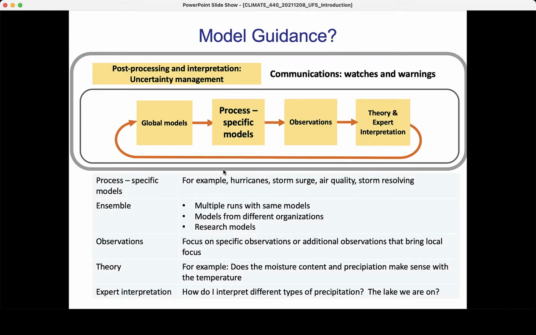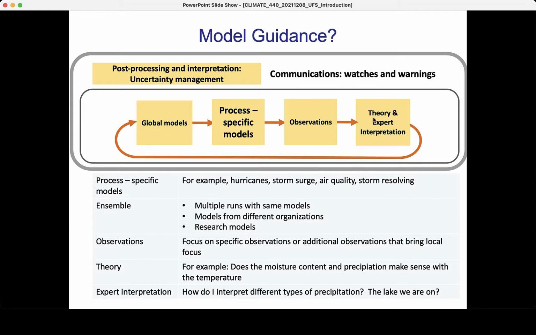I attempt to represent those sources here. We have the global models. In addition to the global models, we'll have process-specific models, for instance, the hurricane models or perhaps a storm surge model. We'll have some observations that are coming in as the forecast is evolving, or we'll have observations that are additional to the ones that were used in the initialization, observations that forecasters know are, say, of special importance to a severe storm prediction.